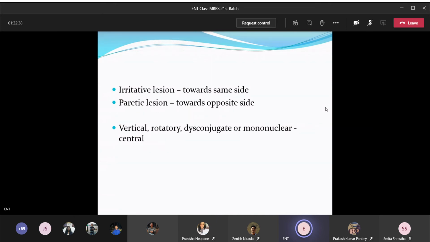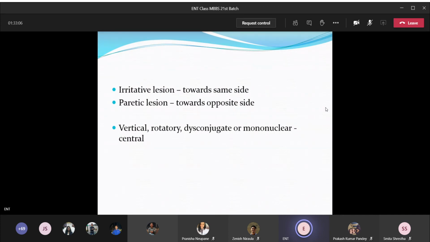Again, there are two types of lesions: irritative lesions that irritate the vestibular system. In that case, the nystagmus will be towards the same side. And then paretic lesion. In this case, the nystagmus will be towards the opposite side. So vertical, rotatory, it can again be vertical, rotatory, disconjugate, or mononuclear if the cause is central.